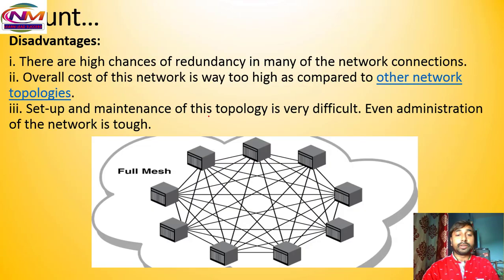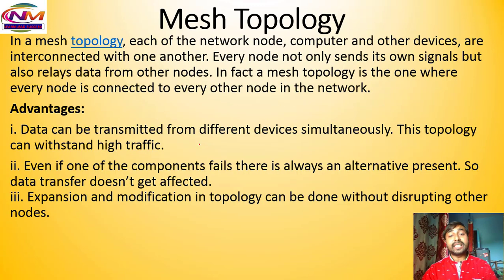Just see the figure of mesh topology. The mesh topology is the kind of arrangement where each and every node is directly connected to each and every computer. Here, computers and other devices are interconnected with one another. Every node not only sends its own signal but also relays data from other nodes. In fact, a mesh topology is one where every node is connected to every other node in the network. It means in a mesh topology, all those computers are directly connected to each one of the computers. So it requires lots of cable.